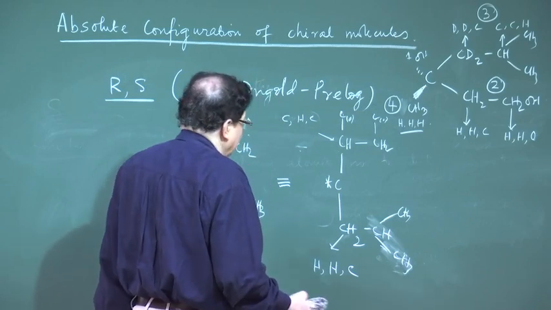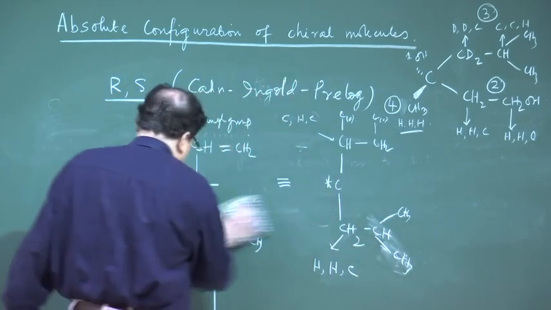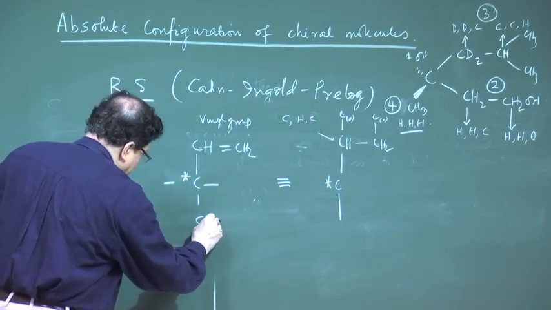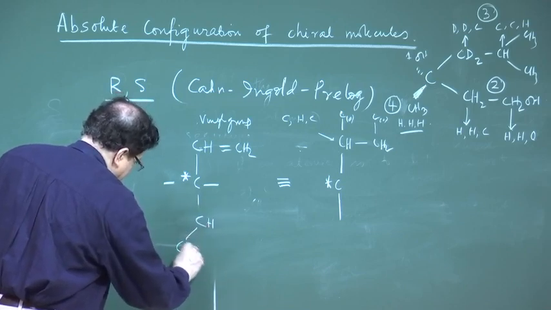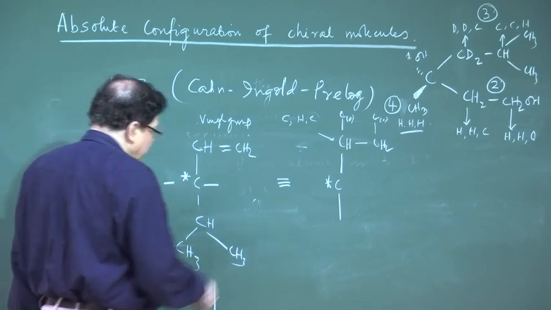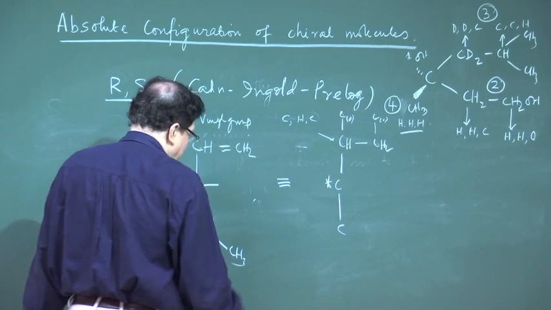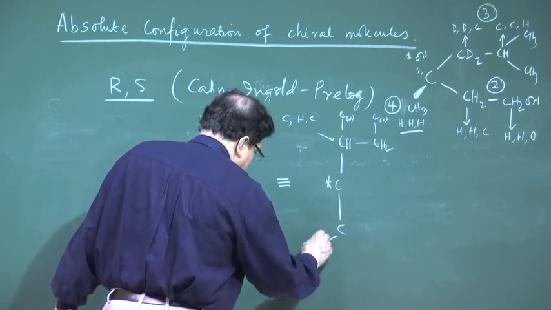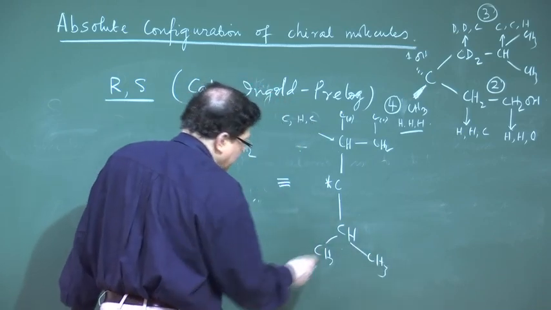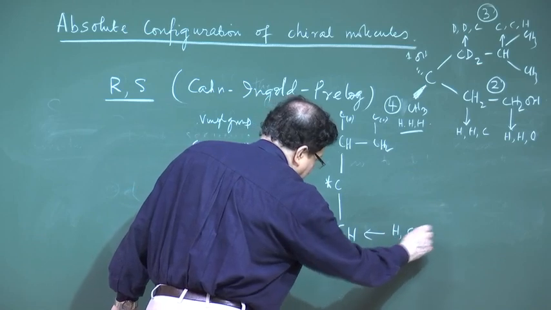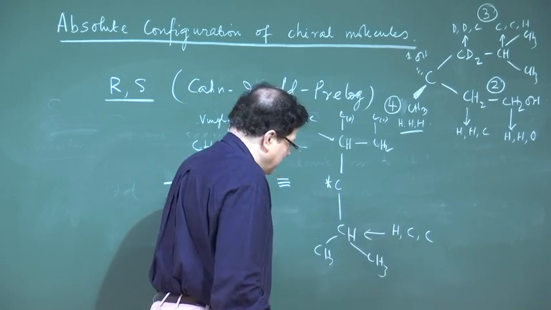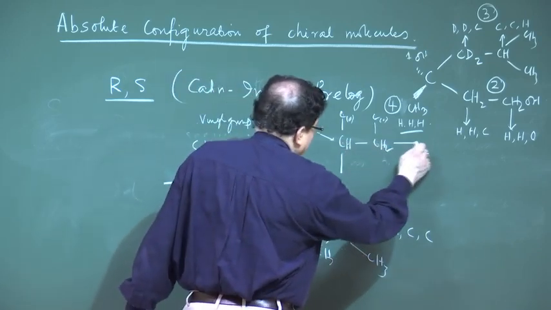So, that has the higher preference than this. If we change it, suppose I change it to isopropyl. Earlier it was isobutyl. Okay. So, if I make it isopropyl, then what will happen? This carbon is attached to hydrogen, carbon, carbon. So, there is no difference here, hydrogen, carbon, carbon, the same as the other. But now you have to go to the next carbon.